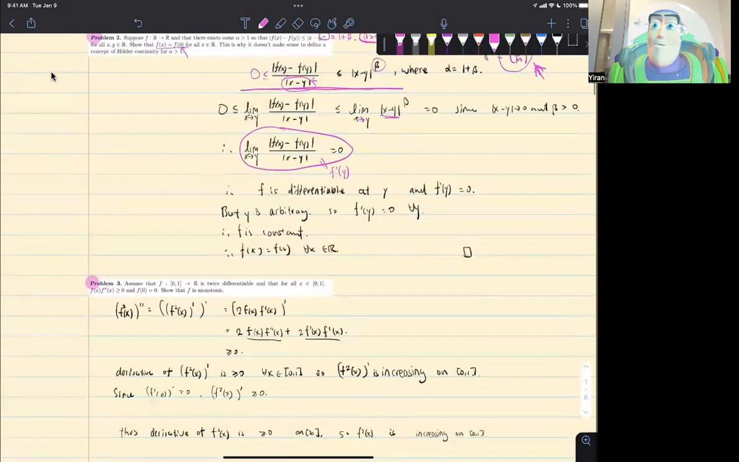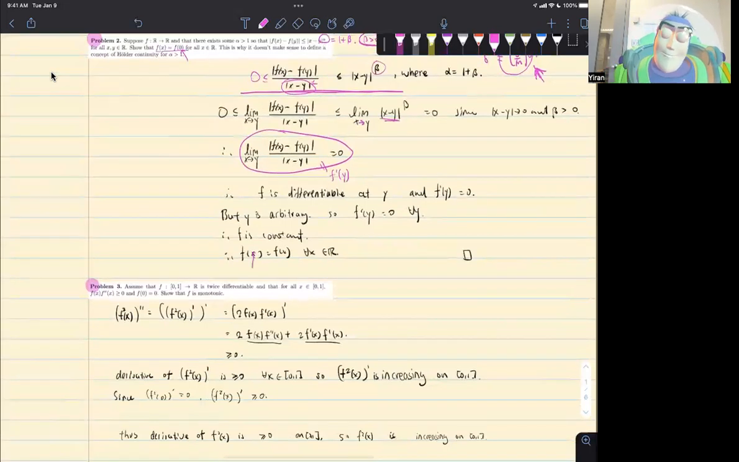Notice that here x and y are the dummy variables. So I could say f_y is equal to f_0 for every y in R. And that is our problem.